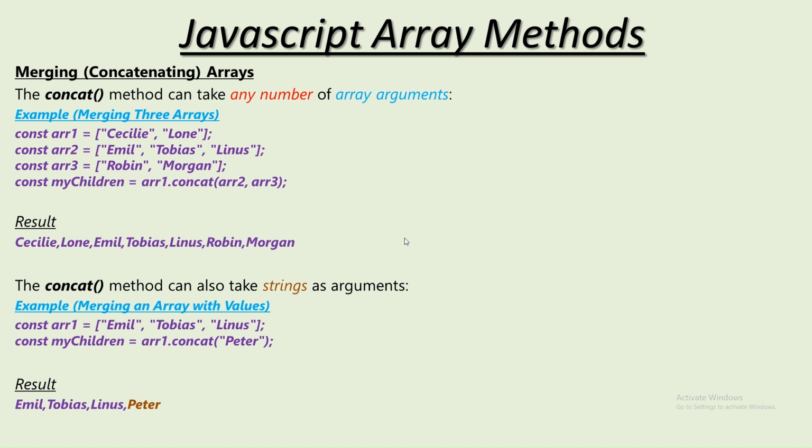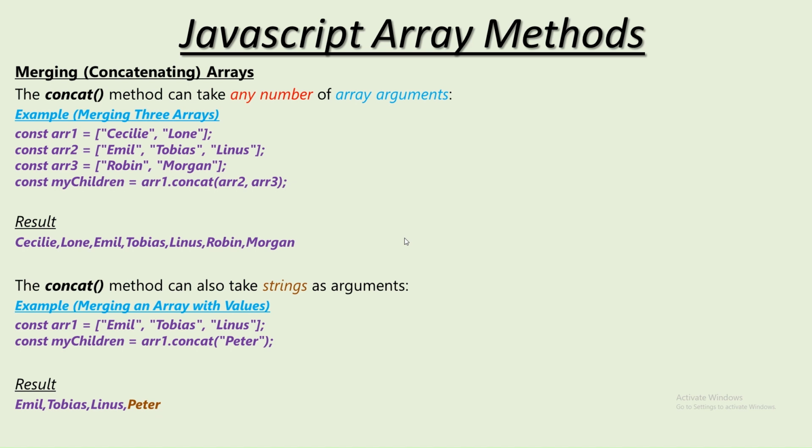Merging or concatenating arrays, the concat method can take any number of array arguments. Example, merging three arrays. This one has three arrays with values in it, and we want to concat all of them. In that case, we will have the third variable. We will concat the first one with array1.concat(array2, array3), separated by commas inside brackets. Now the result would be the concatenation of all the values.